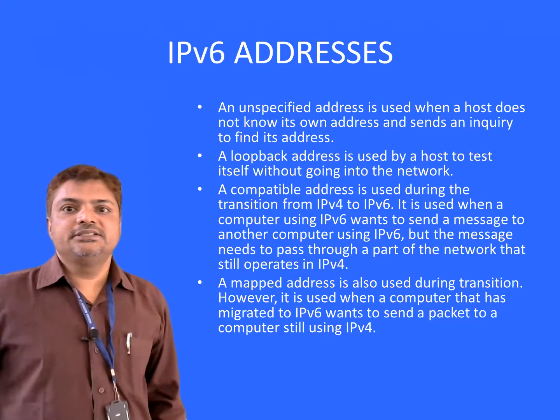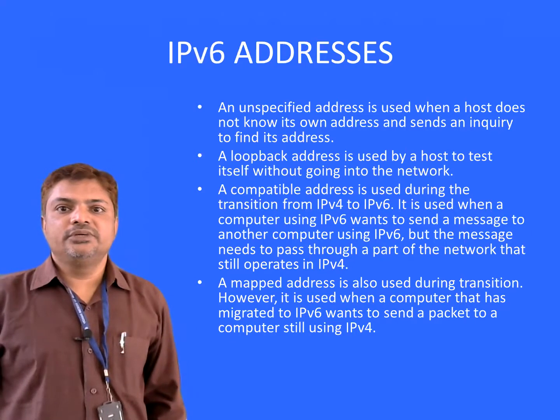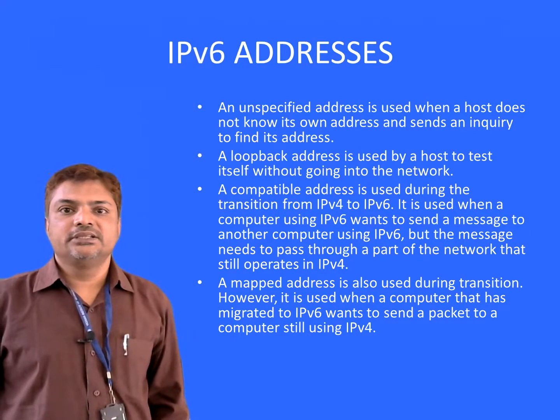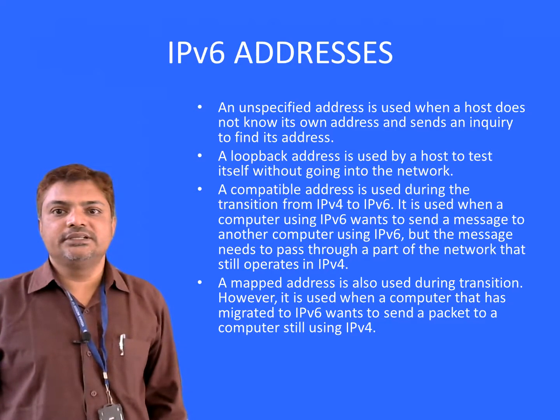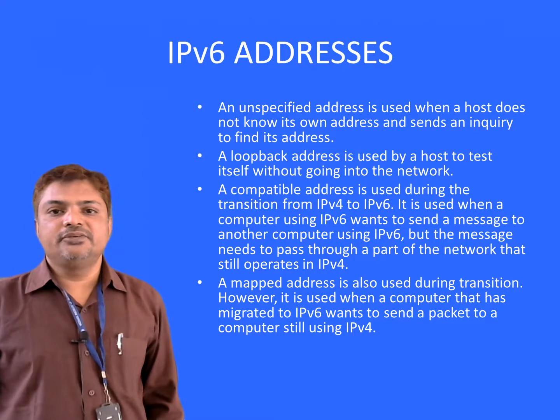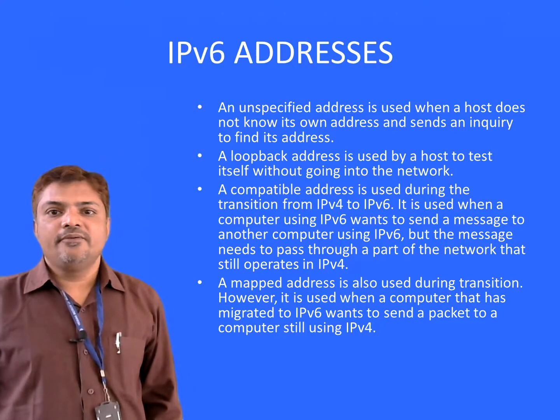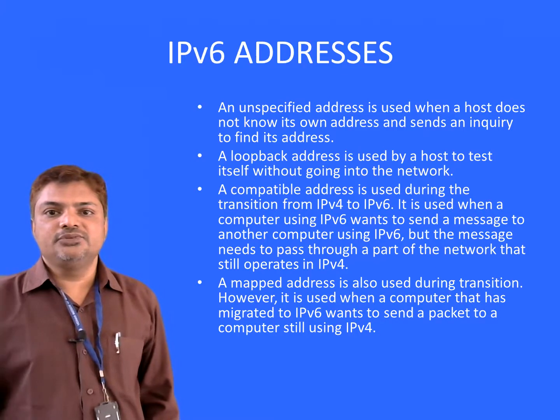An unspecified address is used when a host does not know its own address and sends an inquiry to find its address. A loopback address is used by a host to test itself without going into the network. A compatible address is used during the transition from IP version 4 to IP version 6. It is used when a computer using IP version 6 wants to send a message to another computer using IP version 6, but the message needs to pass through a part of the network that still operates in IP version 4. A mapped address is also used during transition. However, it is used when a computer that has migrated to IP version 6 wants to send a packet to a computer still using IP version 4.